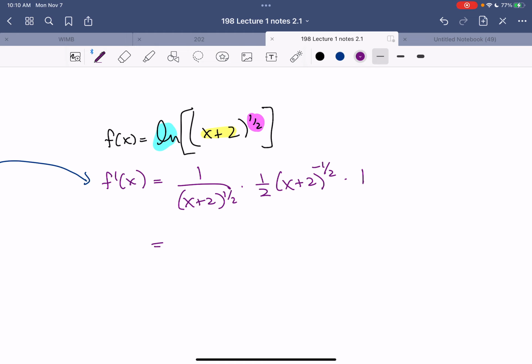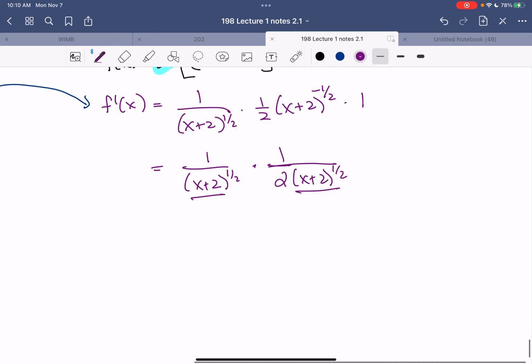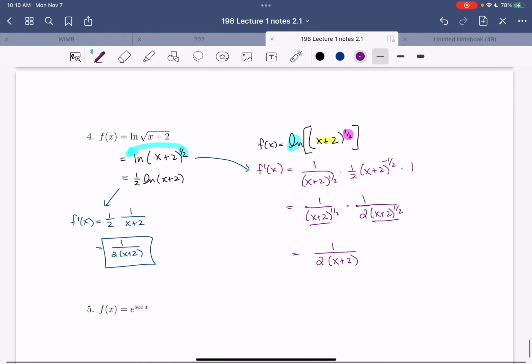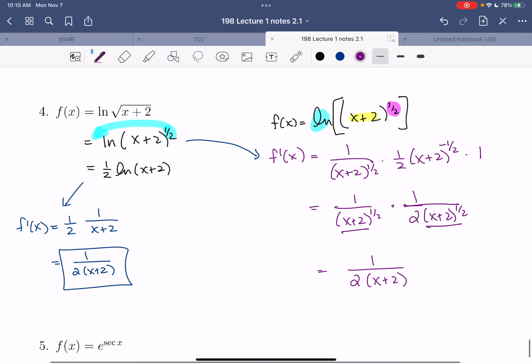And so if you notice what happens here, this is 1 over x plus 2 to the 1/2 times 1 over 2 times x plus 2 to the 1/2. And when you multiply these two together, you add the exponents and you get 1 over 2 times x plus 2. So you do get exactly the same thing, just using a different way. Okay, so you can start to see the power of simplifying your natural logs.